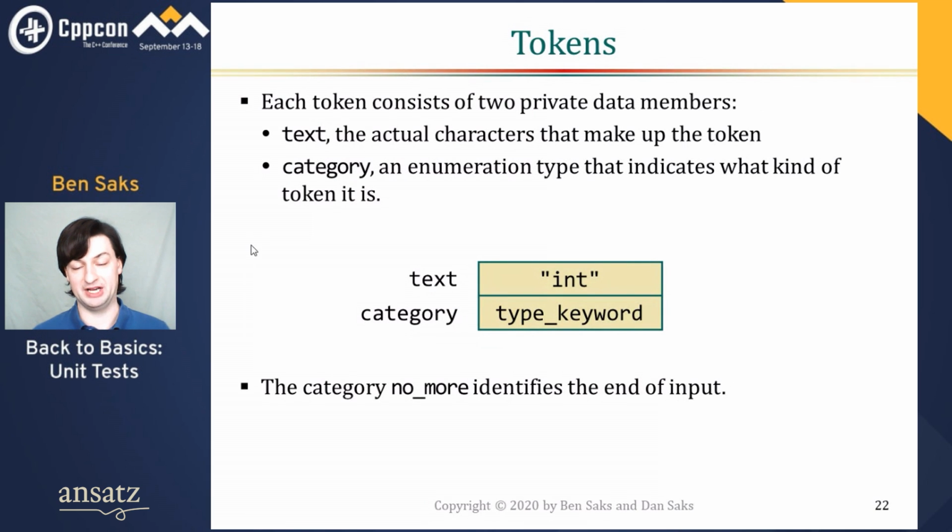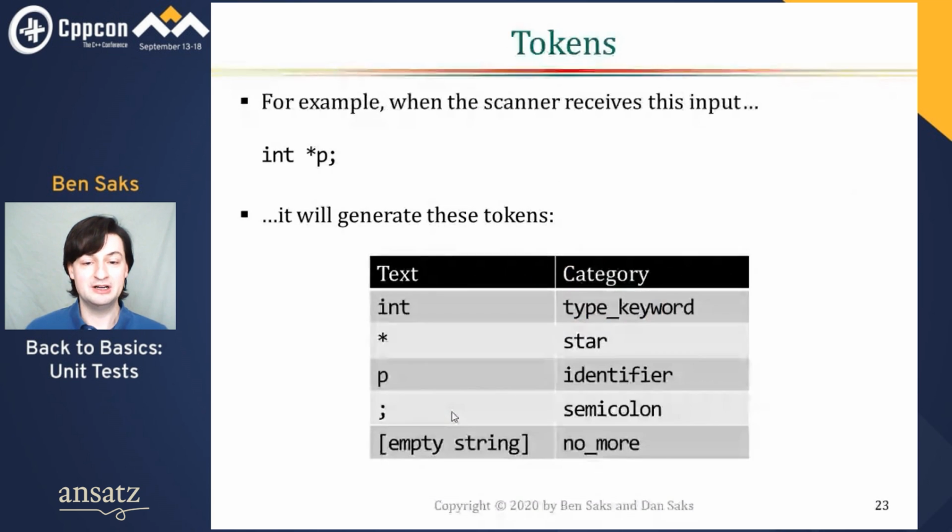So each token consists of two data members. There's the actual text of the token itself, and there's also a category that identifies what general kind of token this thing is. And so there's a special category, no more, that identifies the end of input. This isn't really a token, it's the indication that no more tokens exist. So when the scanner receives this input here, int star p semicolon, it will wind up generating these tokens in order. One for int, one for the star, p, semicolon, and then the very last one will be the empty string with the no more category, indicating that we've reached the end of the input, there are no more tokens left to read.